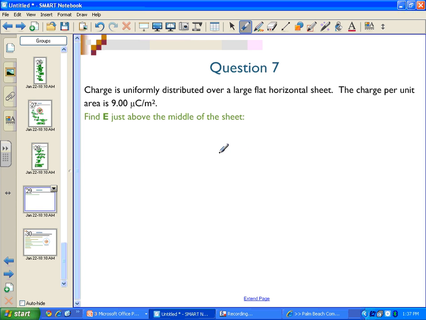Welcome to the second part of the problem-solving session for Chapter 24. Let's begin where we left off, and that is question 7.